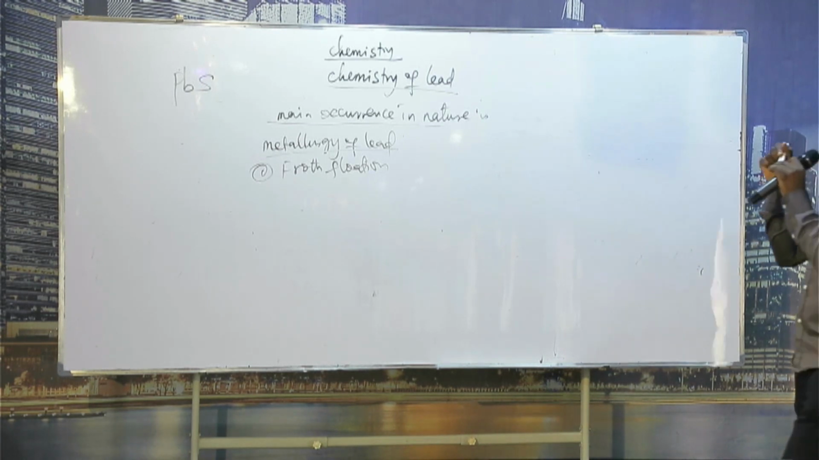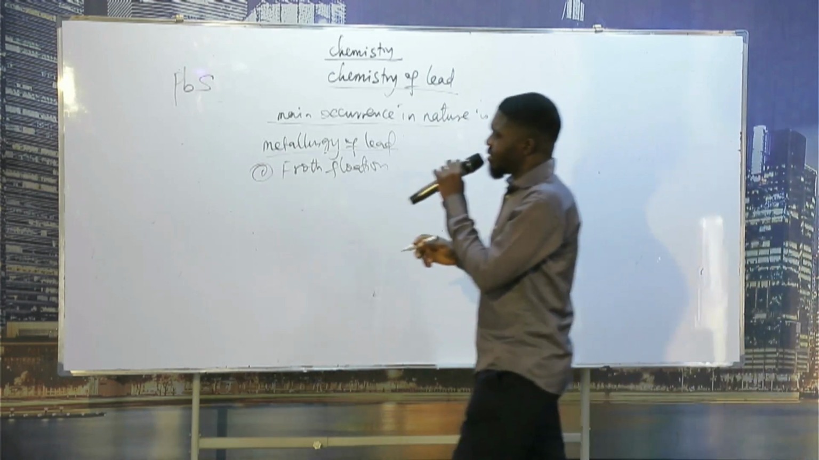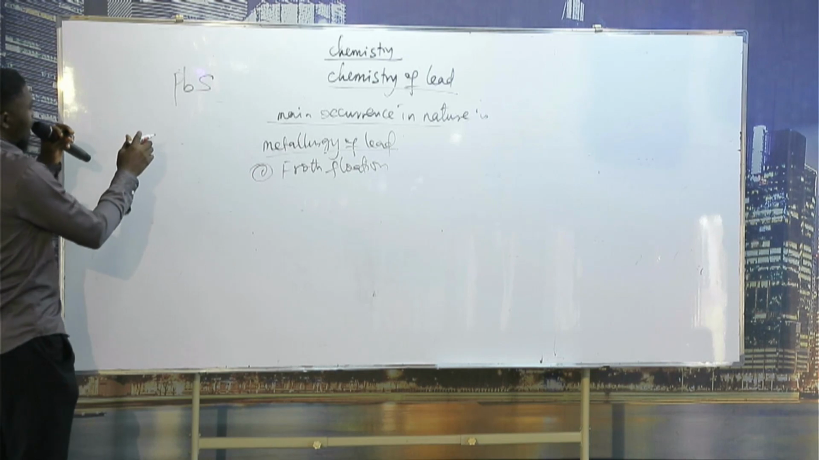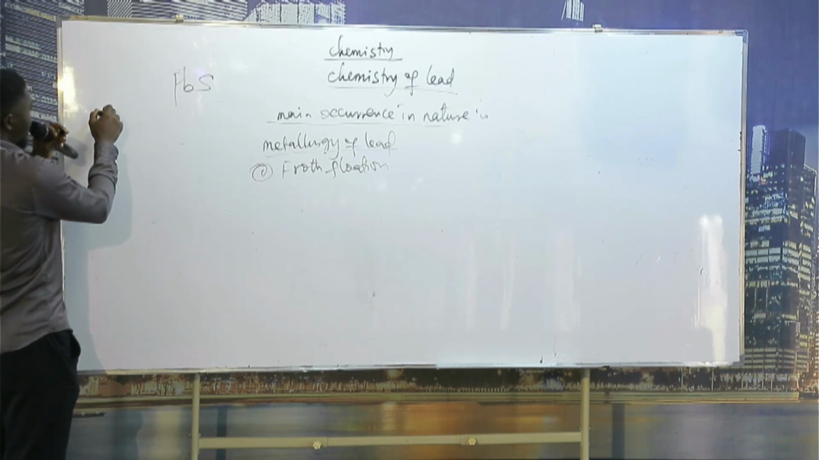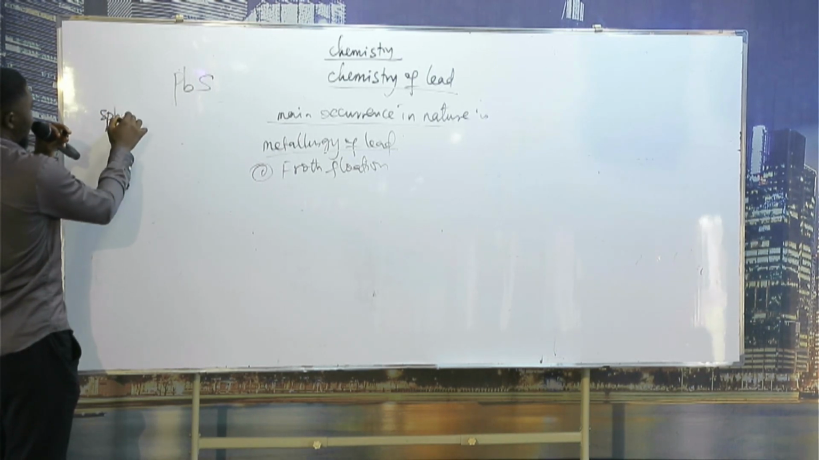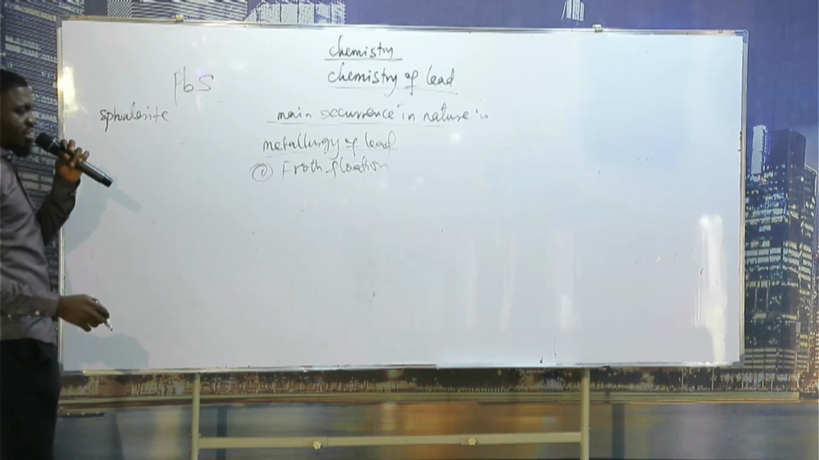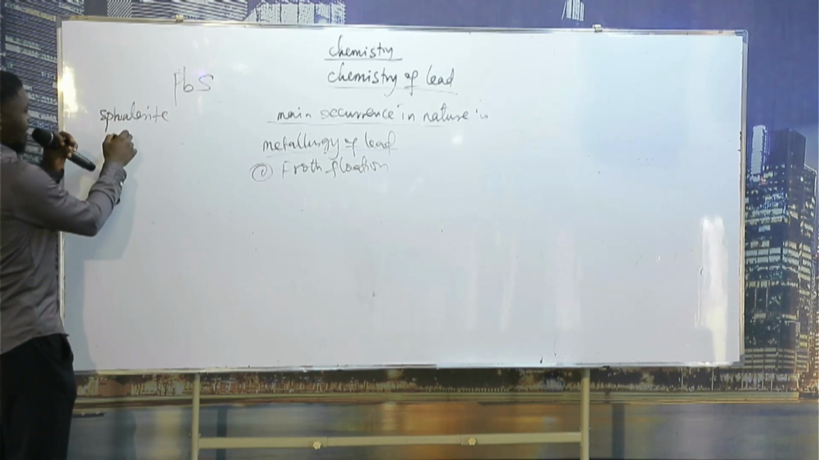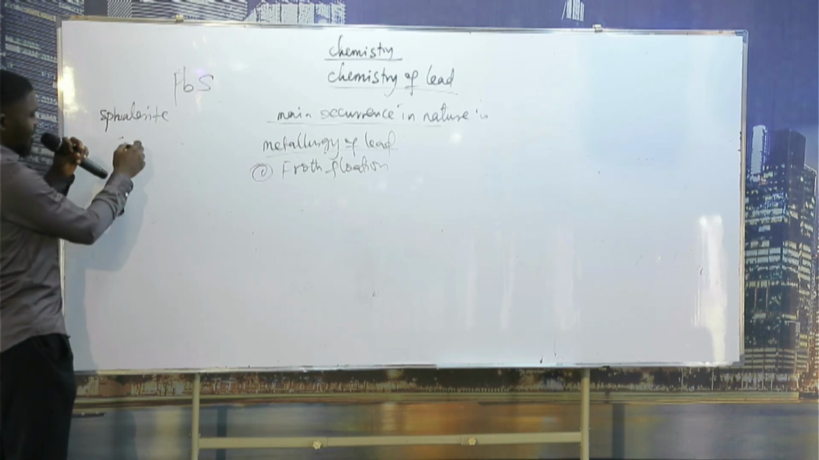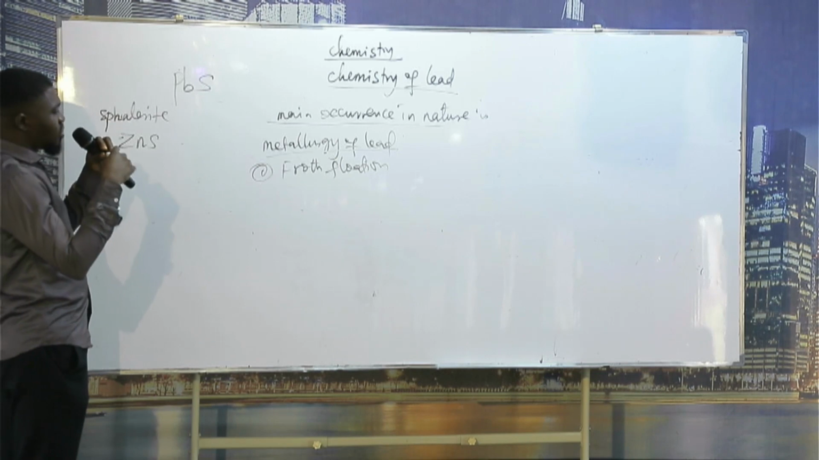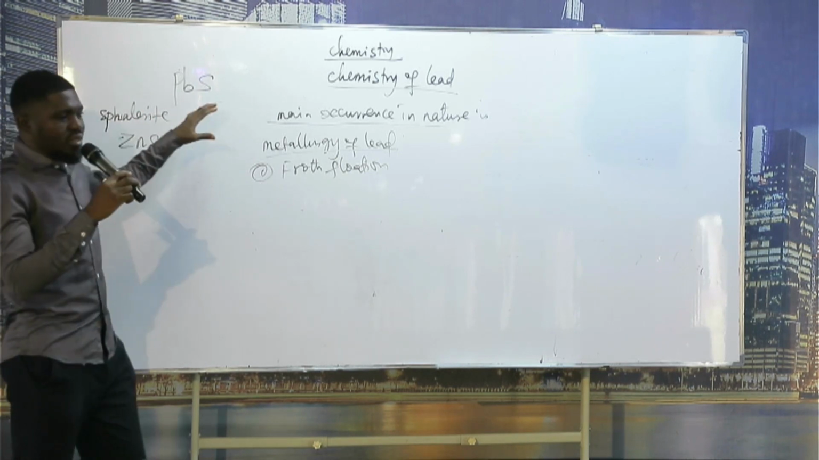You should also know that galena is normally accompanied by what? Galena is normally accompanied by zinc blende, by sphalerite. Do you remember that? Did I say that? Galena is normally accompanied by what? Sphalerite. What is sphalerite? That is zinc blende, right? Of which the main component is zinc sulfide.